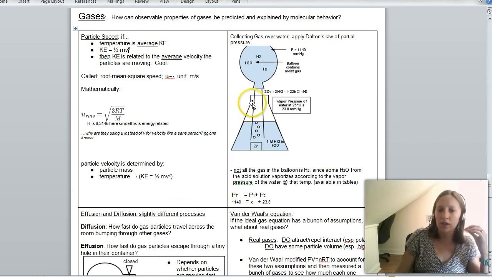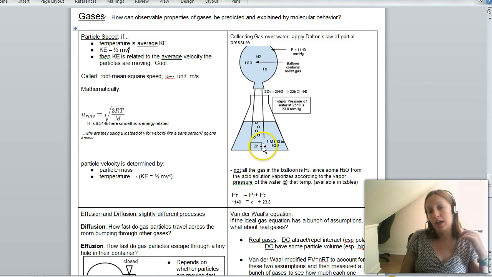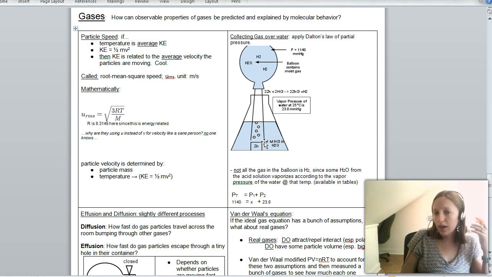So here we've got an Erlenmeyer flask with some hydrochloric acid and a block of zinc. And if you know about this reaction, you'll know that the zinc is going to bubble and make zinc chloride and hydrogen gas. And that hydrogen gas will bubble up through this liquid and collect in this balloon up here. Let's say this is a balloon. So hydrogen gas fills this balloon, and you're like, hey, this balloon contains only hydrogen gas.